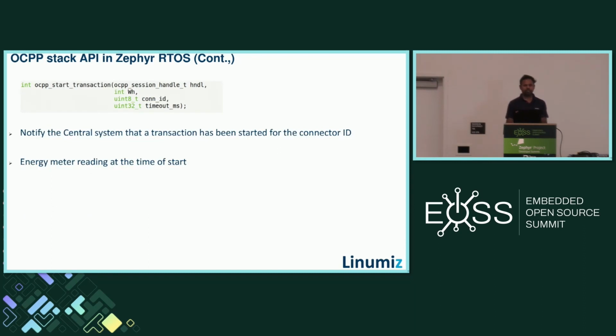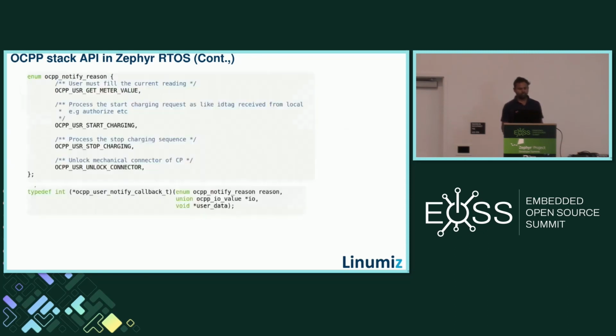Then we have the OCPP_start transaction message. When the charging station has already started delivering power, it can read the energy meter values and then send the start transaction message to notify the central system that the transaction has started. It is bound to the connector ID and the energy meter value at the time of start. Once the transaction has started, the user callback registered in the init function will be called from the stack with reasons like get meter values, just to read the meter values.